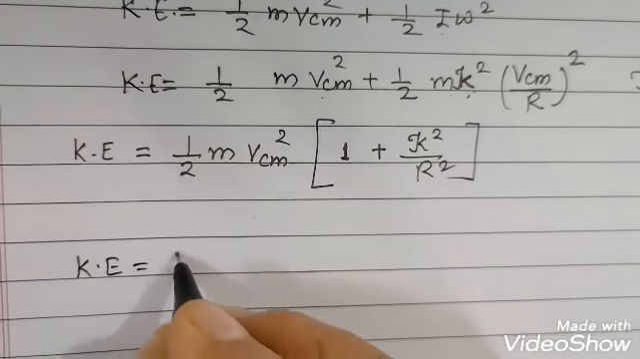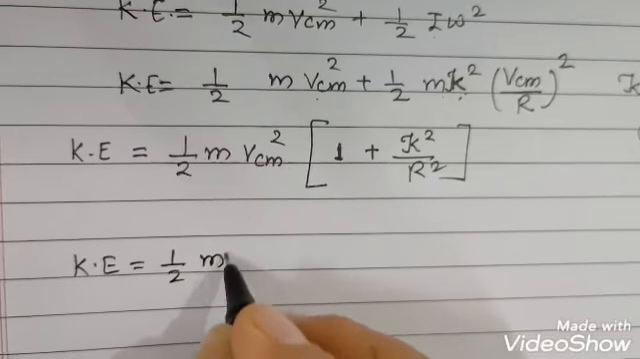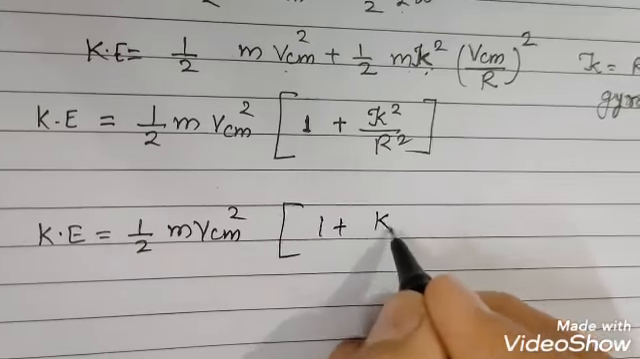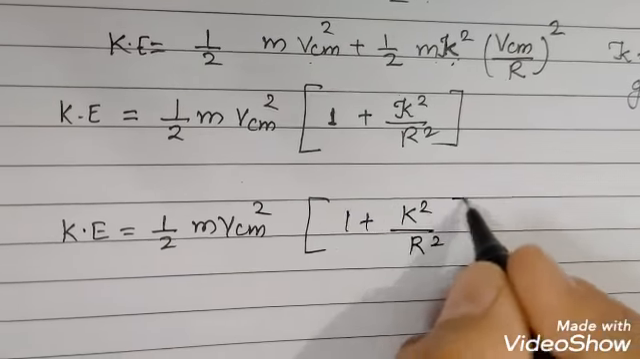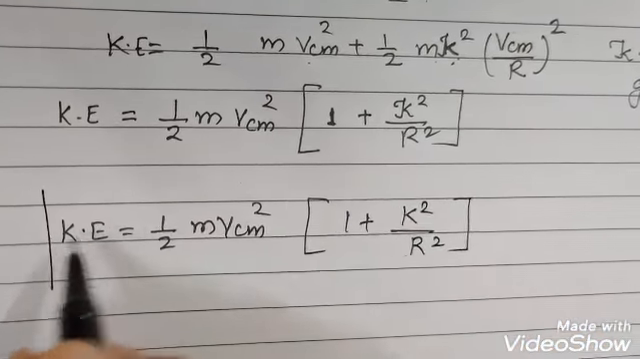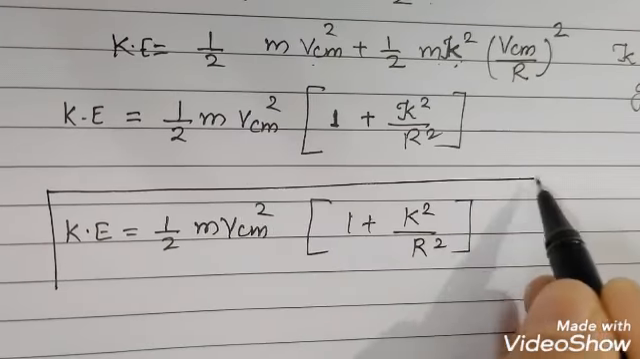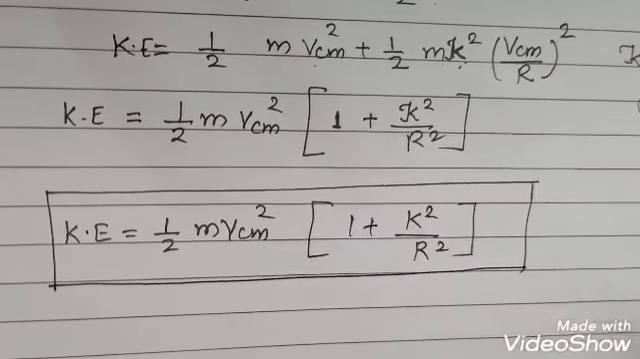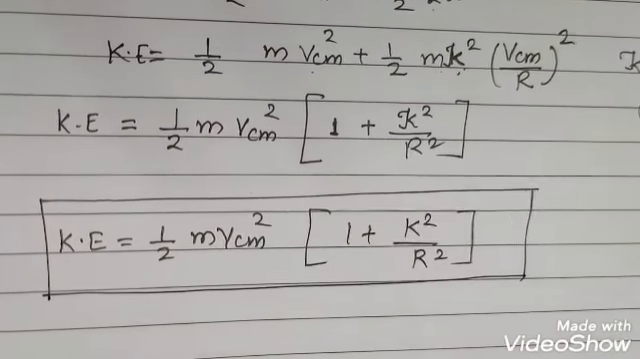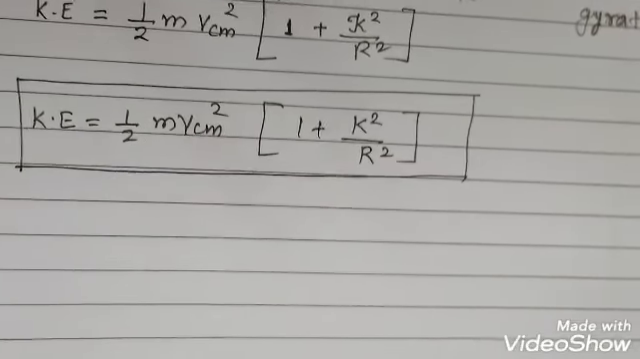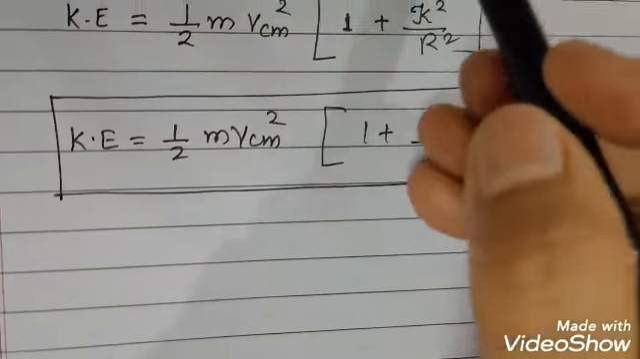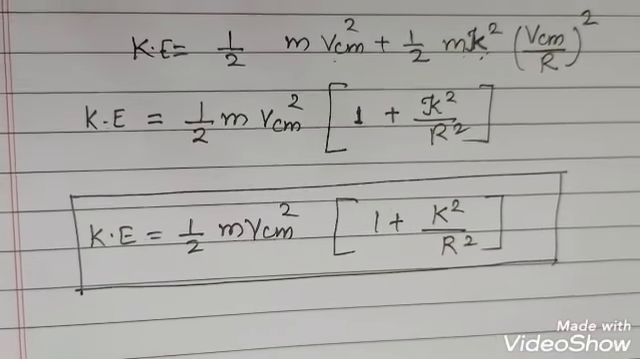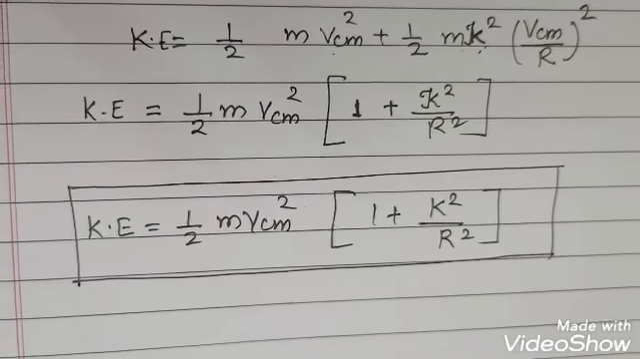This is the kinetic energy of the rolling motion, that is given in terms of the radius of gyration and the velocity of the center of mass. Okay, that is the velocity of the center of mass, and that we can write with the moment of inertia also. So this will be the formula for the kinetic energy of rolling motion.